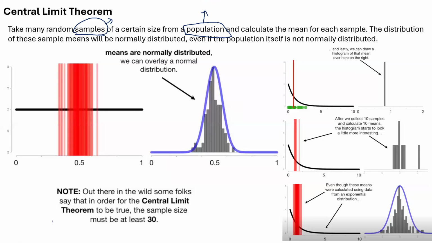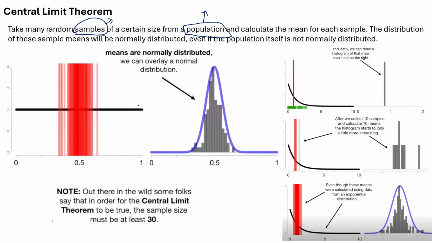Take many random samples, not one random sample, out of this population. Pick 10 samples and drop them, pick another 10 samples, drop them, pick another 10 samples. Likewise, take many random samples from the population and calculate the mean of each sample. You're taking different samples from the population, n number of times, and calculating the mean of each. The distribution of these sample means will be normally distributed, even if the population itself is not normally distributed.